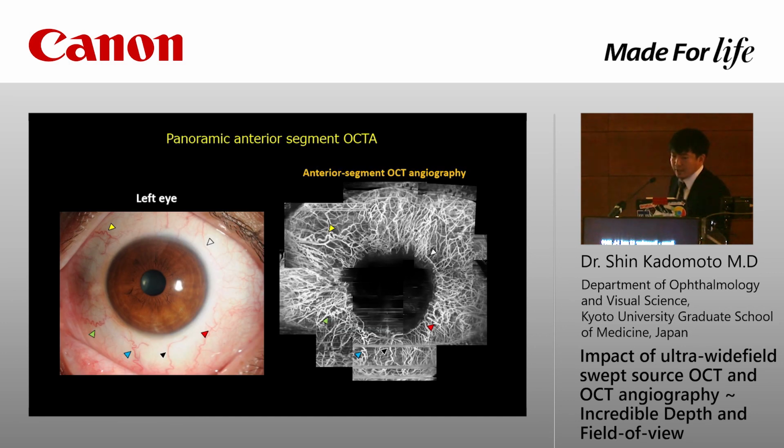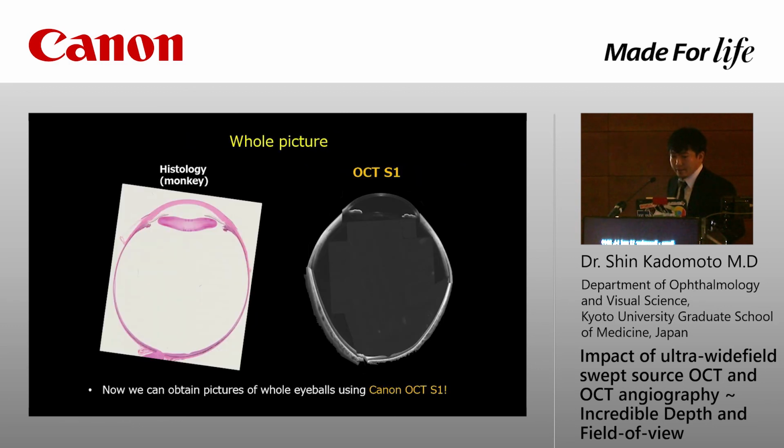This is a panoramic anterior segment OCT angiogram of the conjunctiva in healthy eyes. It is very amazing how profound and vast the conjunctival vascular network is, and how difficult it is to detect the conjunctival vessels in color slit lamp photography. The left image is a histology of a monkey eye, and the right image is a montage image from the cornea, sclera, and retina. Now, we can obtain pictures of whole eyeballs using the Canon OCT S1.